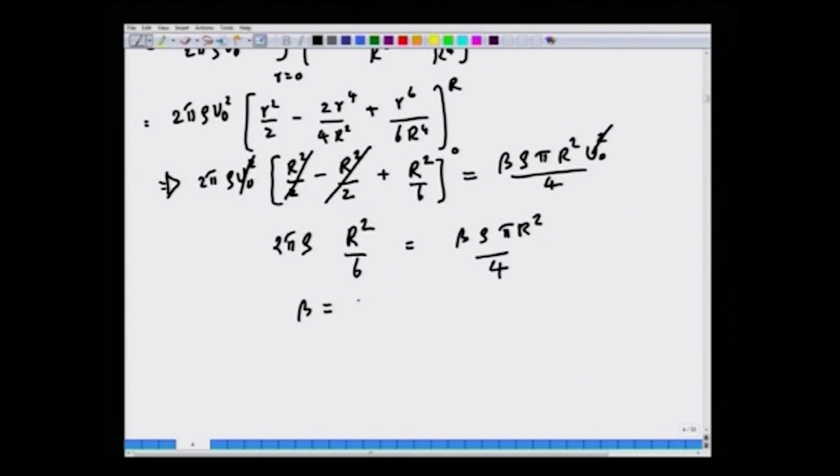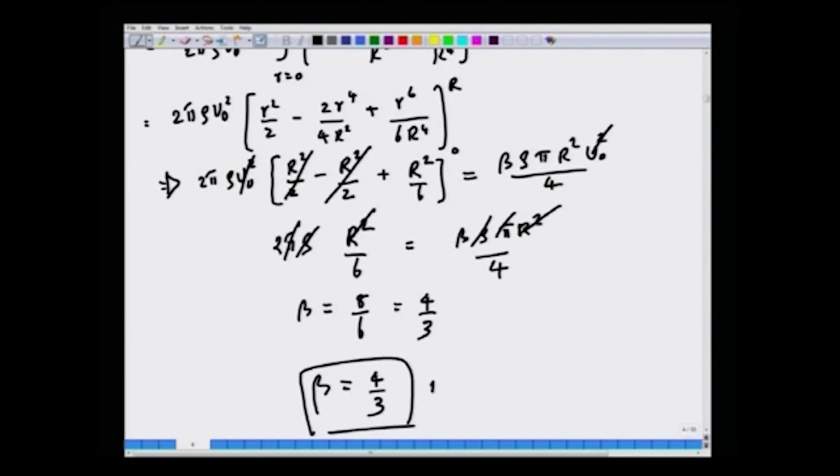So, beta will become simply, everything will cancel, pi will cancel with pi, r squared, rho. Beta will become simply 8 by 6 or 4 by 3. So, beta is simply 4 by 3 for laminar flow in a pipe. Okay.